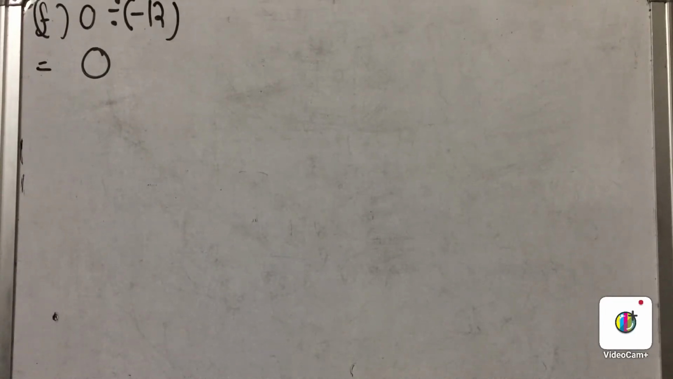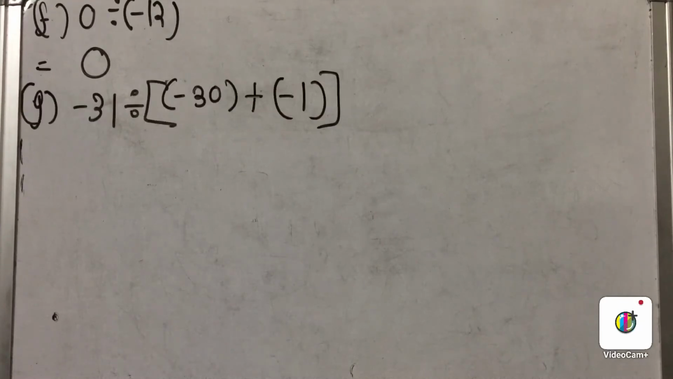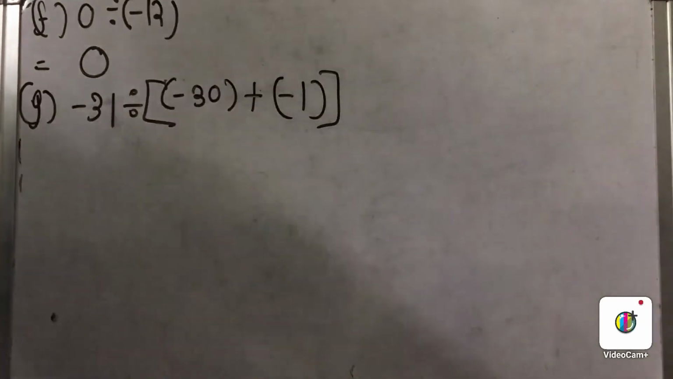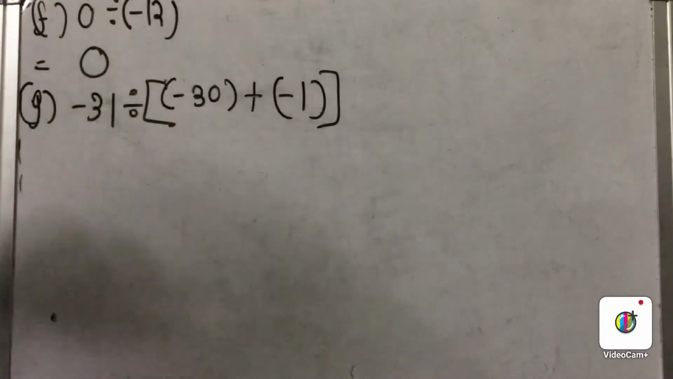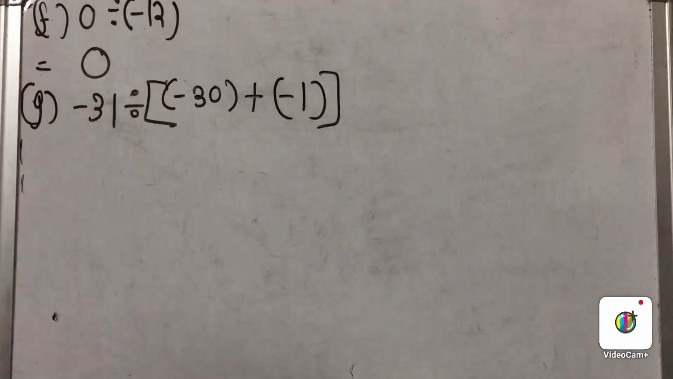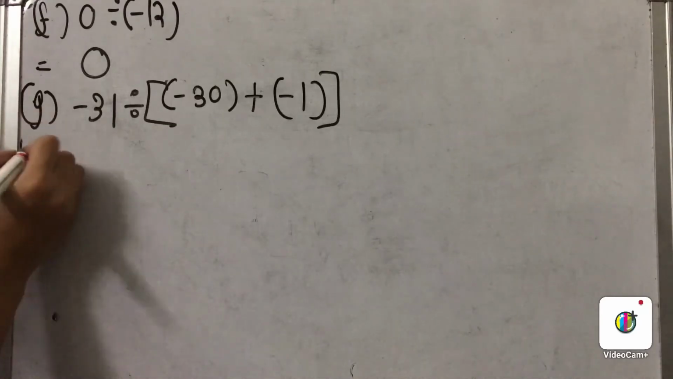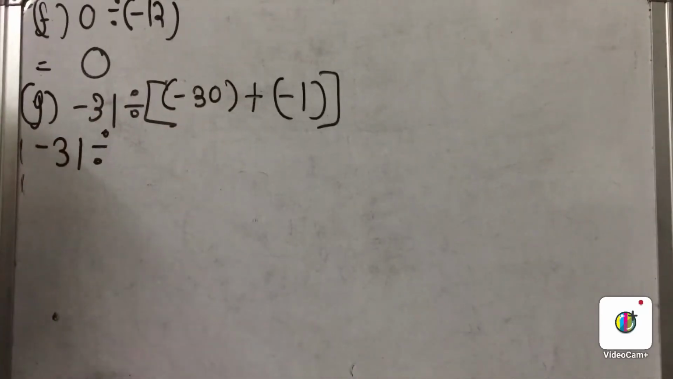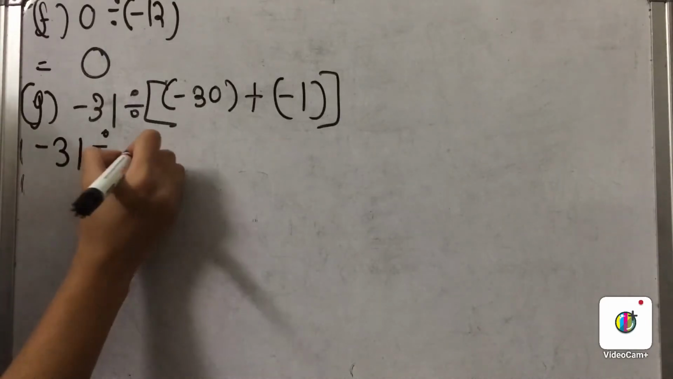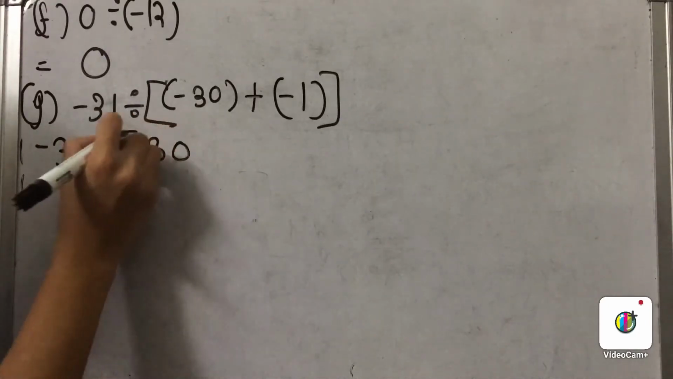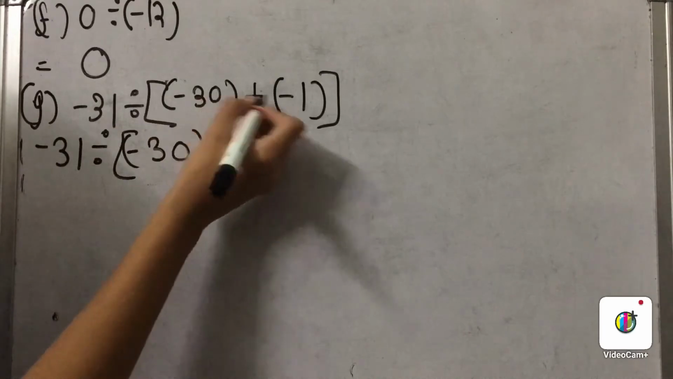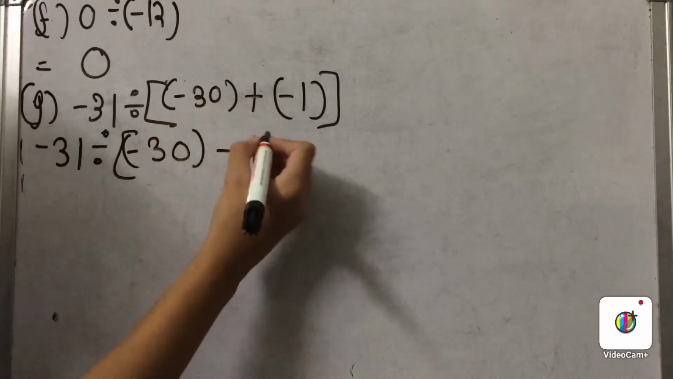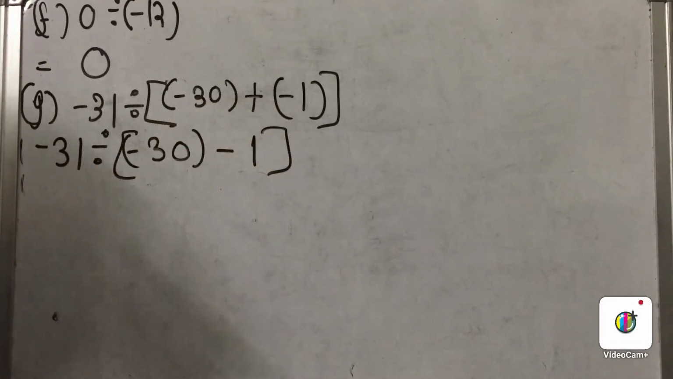So now let us come to our part number G. What you will do here, you will firstly solve out the brackets. And how will you solve the brackets? You will firstly write here 31 divided from bracket. So now let us solve the bracket. To solve the bracket, plus minus minus, I will write here minus, and minus minus plus.